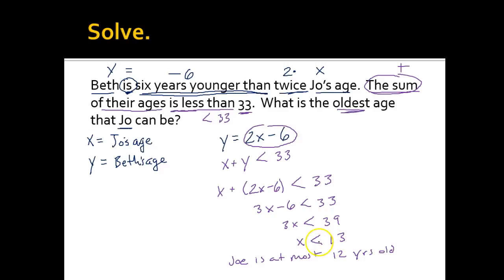Now if we were asked what's Beth's age, we could go back and plug that in. 12 goes into the 2x minus 6. 2 times 12 is 24, minus 6 is 18. So Beth must be 18 if Joe is 12. But this is what the question asked us, so we'll stop there.